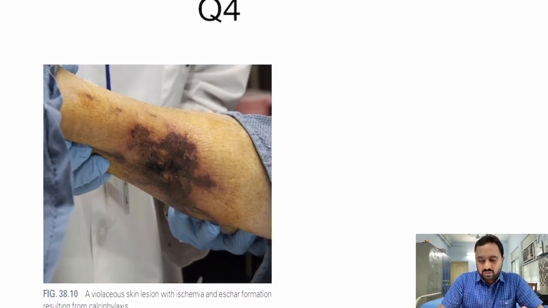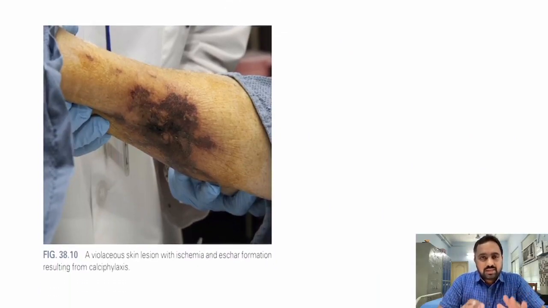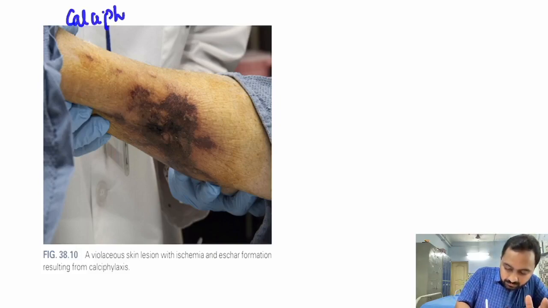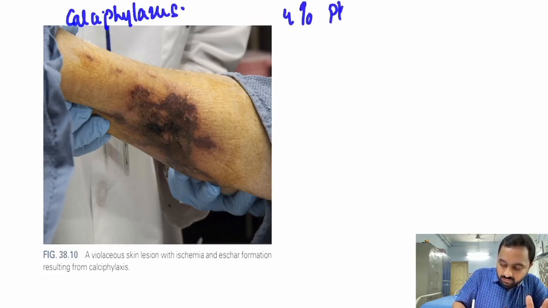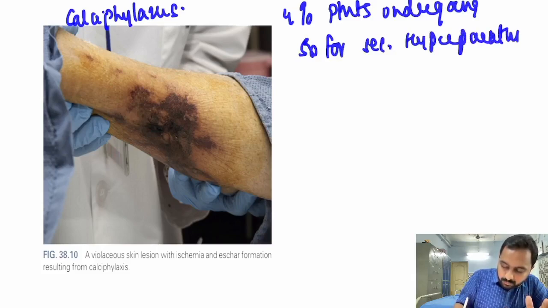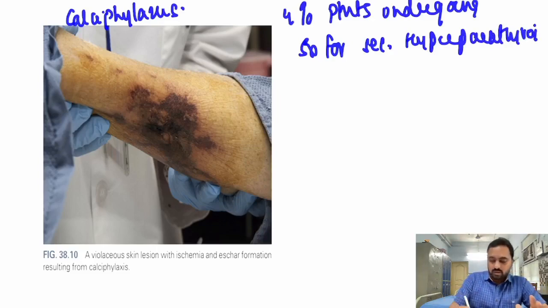So this is an image based question which is basically taken from Sabiston. So what is this? This is nothing but an image of calciphylaxis. It is basically seen in 4% of patients undergoing surgery for secondary hyperparathyroidism, right? So important question over here that could be asked to you is regarding this treatment.